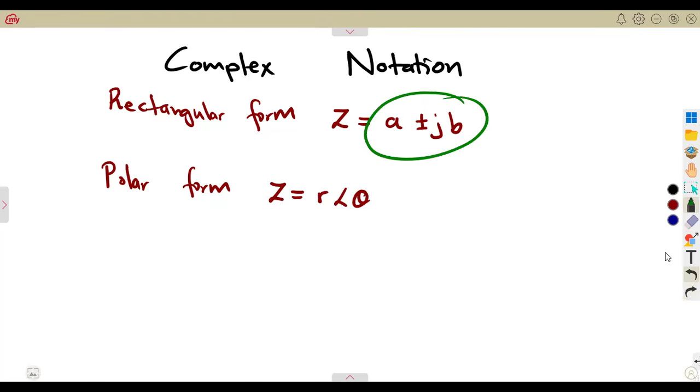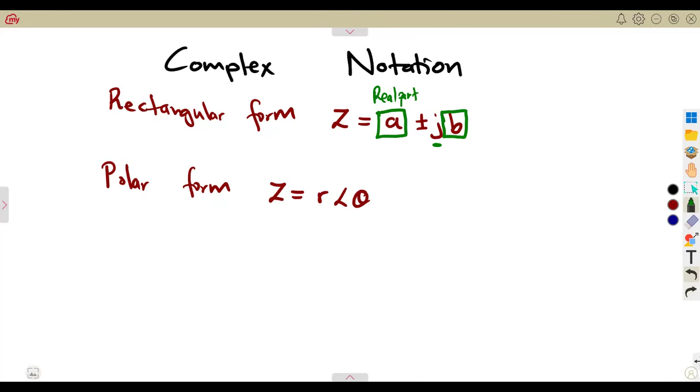So this being our rectangular form, what is it that we have here? We have the A, which is representing the real part of the complex number. Then we move on to the imaginary part, which is the B with the sign that you are going to have there. So the B is the imaginary part, which is the part having a j.